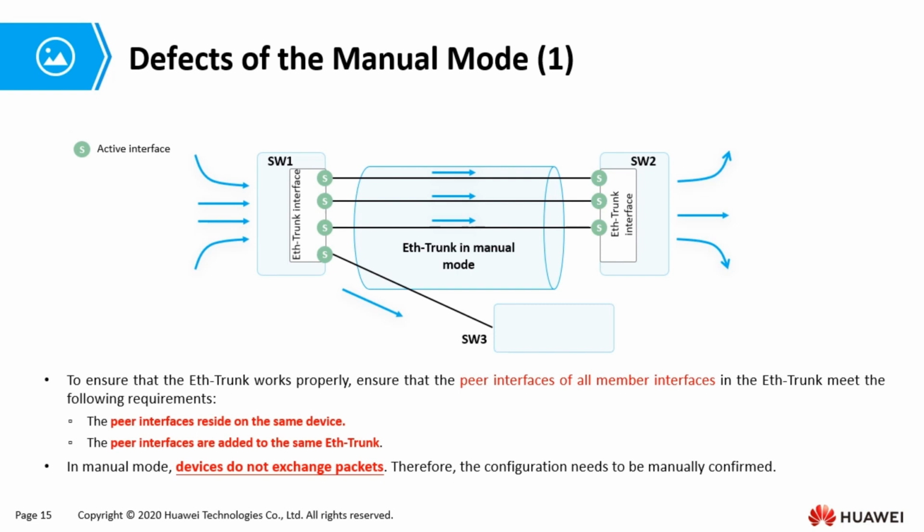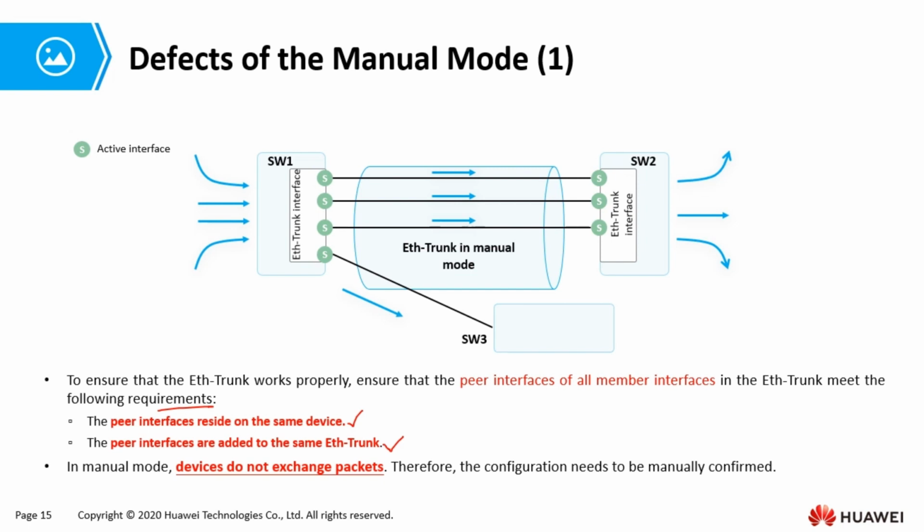For you to ensure the Eth-Trunk works properly, you have to ensure that the peer interfaces of all the member interfaces in the Eth-Trunk meet the following requirements. First, the peer interfaces must be on the same device, and the interfaces must be added to the same Eth-Trunk.